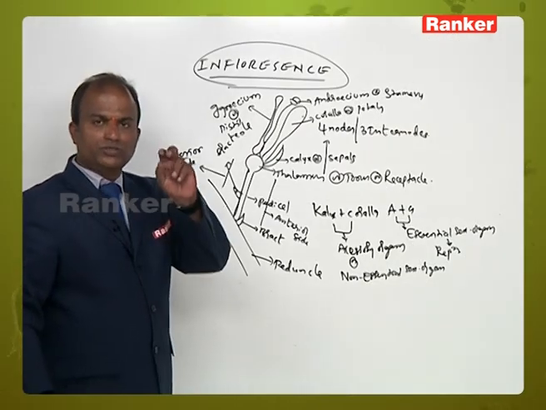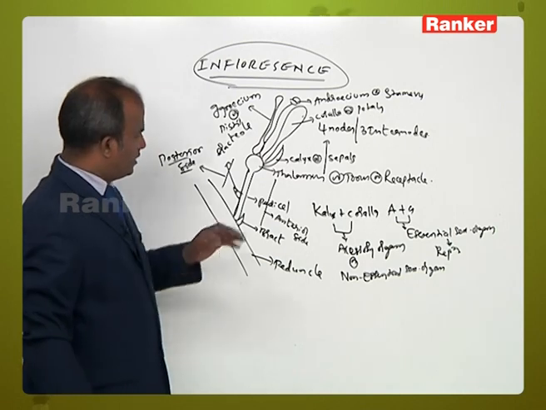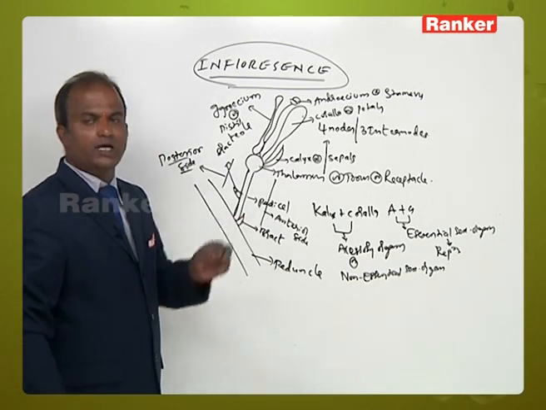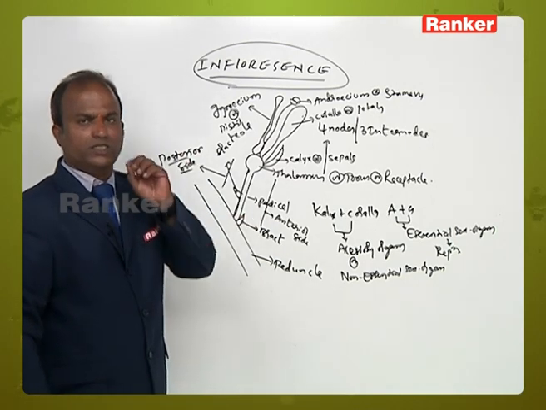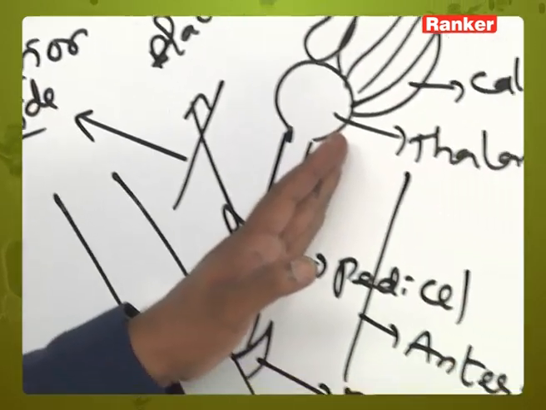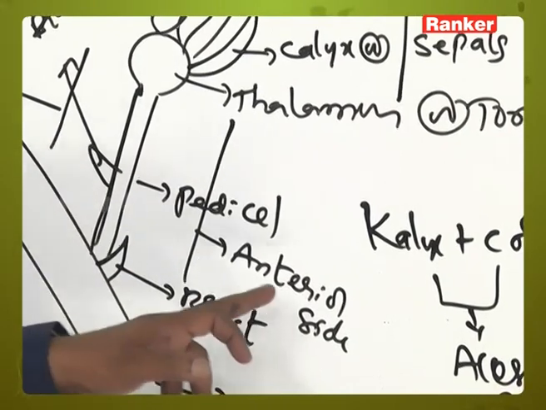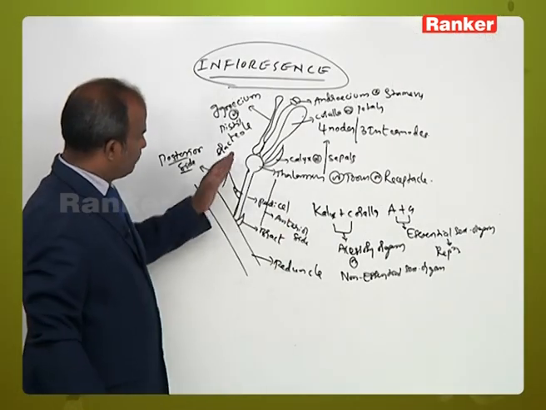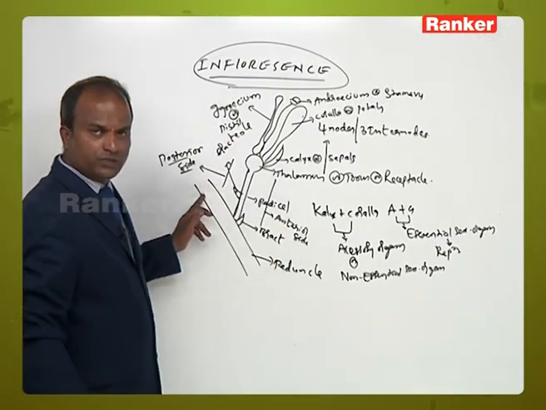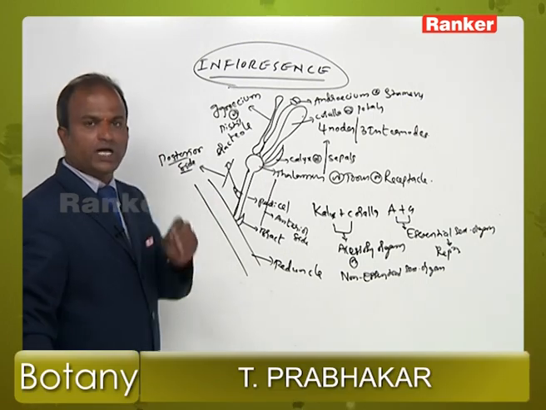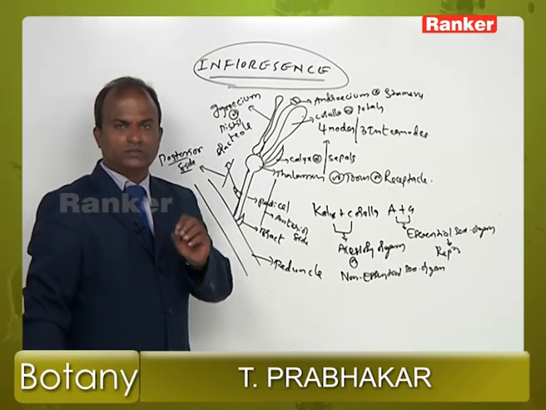That means flower shows 2 sides. One side is the anterior side, the side of the flower which is facing the bract. The side of the flower which is facing the peduncle itself is called the posterior side.